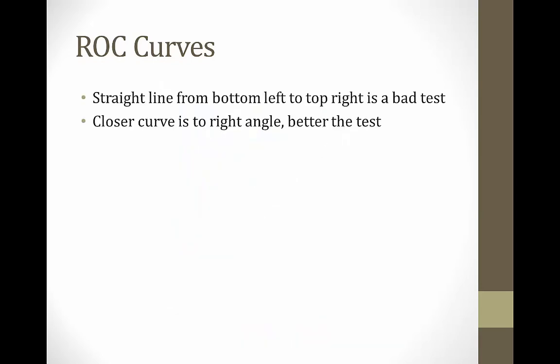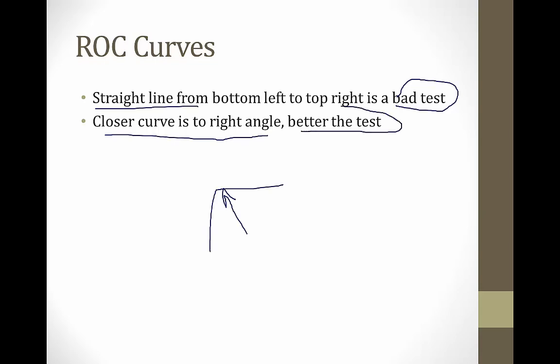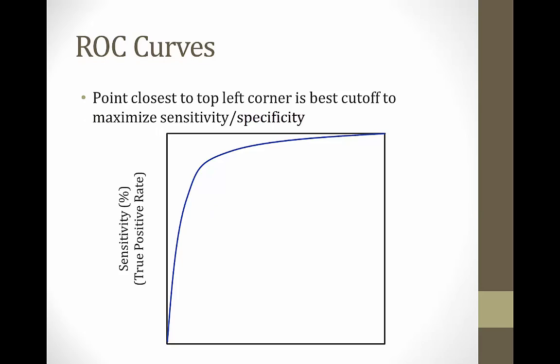So the key points to remember about ROC curves are that a straight line from the bottom left to the top right is a bad test, and the closer the curve is to a right angle pointing into that top left corner, pointing into this part of the ROC curve, the better the test at discriminating true positives from false positives. And then I mentioned this point before, but let me state it clearly because it's important. The point closest to the top left corner is the best cutoff to maximize sensitivity and specificity.